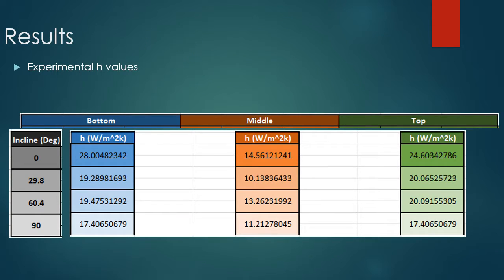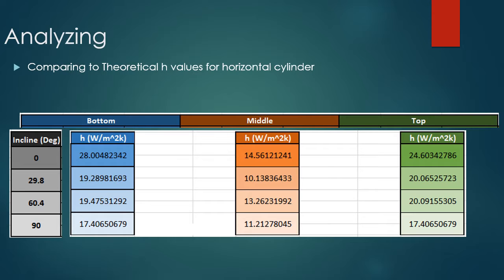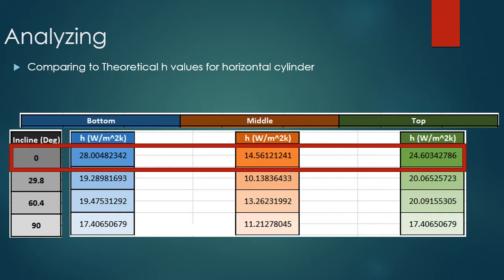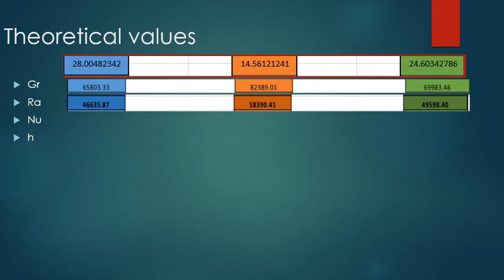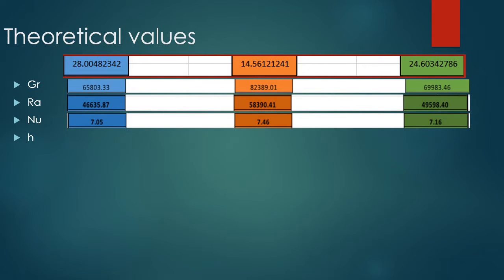With our average temperatures, we calculated the H values for each angle and each position along the pipe. After some analysis, we discovered that our vertical or 90-degree test data was unusable, which will be discussed in a later slide. So we compared our 0-degree measurements to our theoretical values to determine if, from our data, a Nusselt correlation can be approximated. To get our theoretical H values, we calculated our Grashof number, then our Rayleigh number, and using these two values, we found the Nusselt, and ultimately our H values.